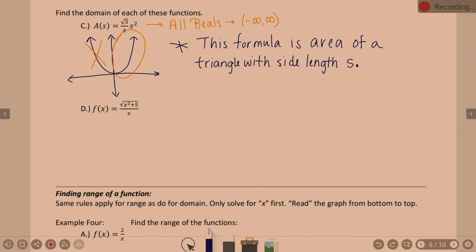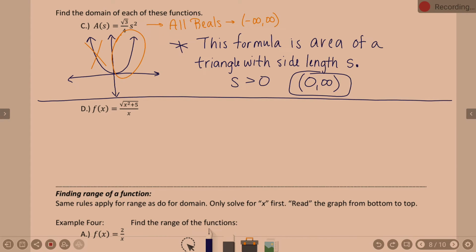Because it's the area of a triangle with side length S, you can think about it as the fact that S has to be greater than 0. What is that in interval notation? It is 0 to infinity, with parentheses on infinity and parentheses on 0, because can the side length equal 0? No. Special catch. If you just look at this as an equation and don't think in terms of area, I agree it's all reals. It's a polynomial, a parabola if you look at the graph.